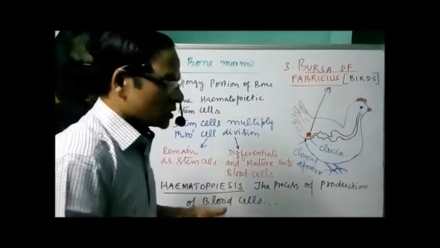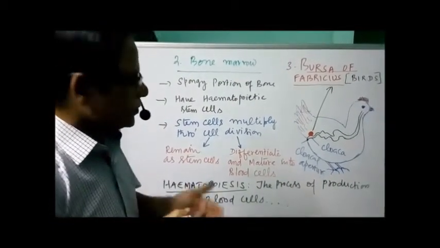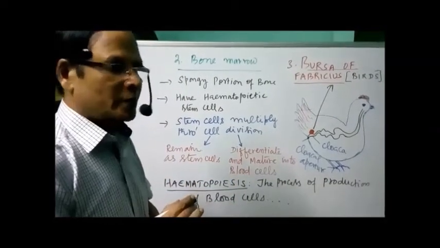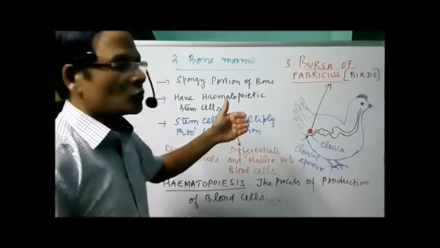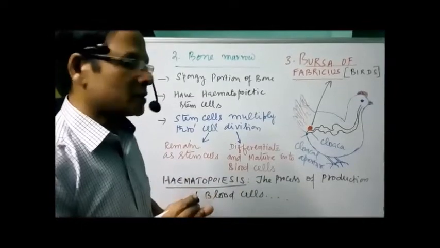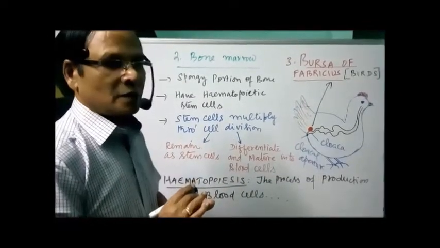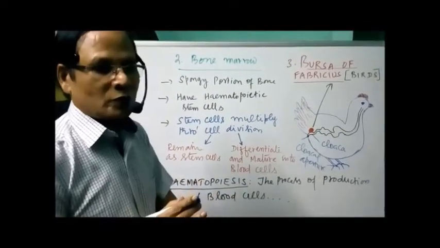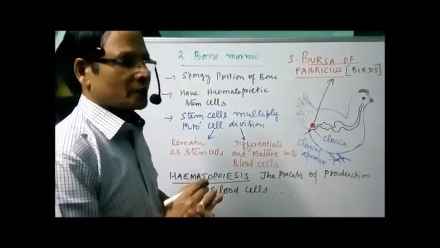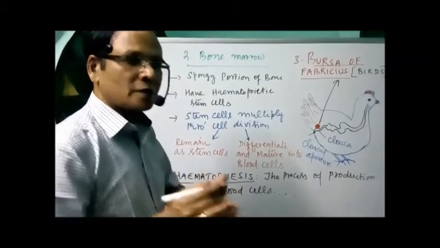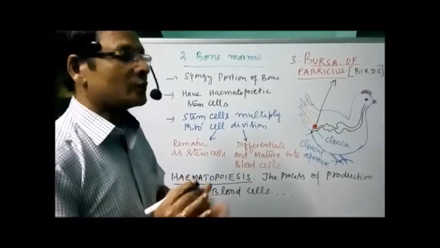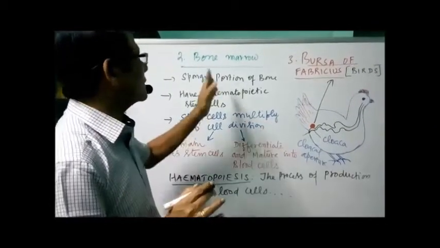In structure, embryonic development and function, it is more or less similar to the thymus gland. But it is mostly concerned with the production of B cells. Somehow it is also concerned with the production of T cells, but mainly B cells. So it affords immunity to the body through antibody-mediated immunity and cell-mediated immunity. That's about the bursa of Fabricius, found only in birds, not in human beings.